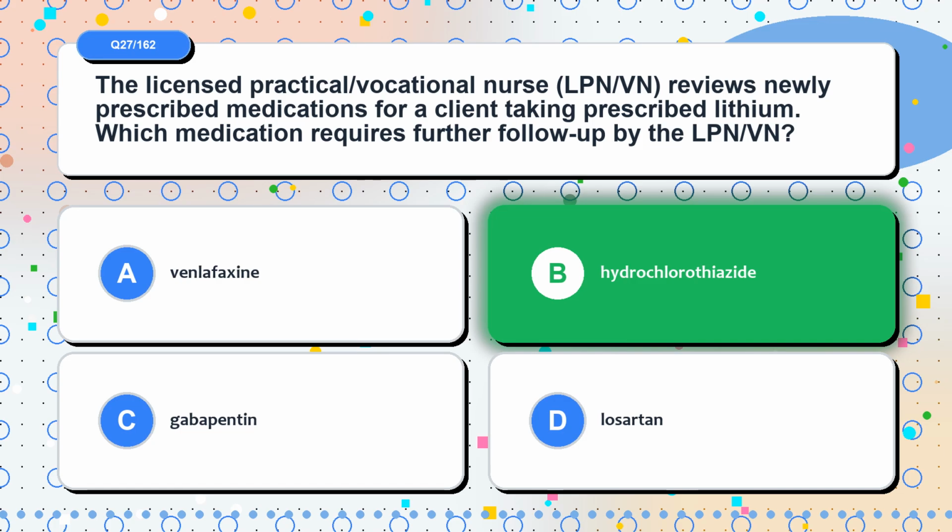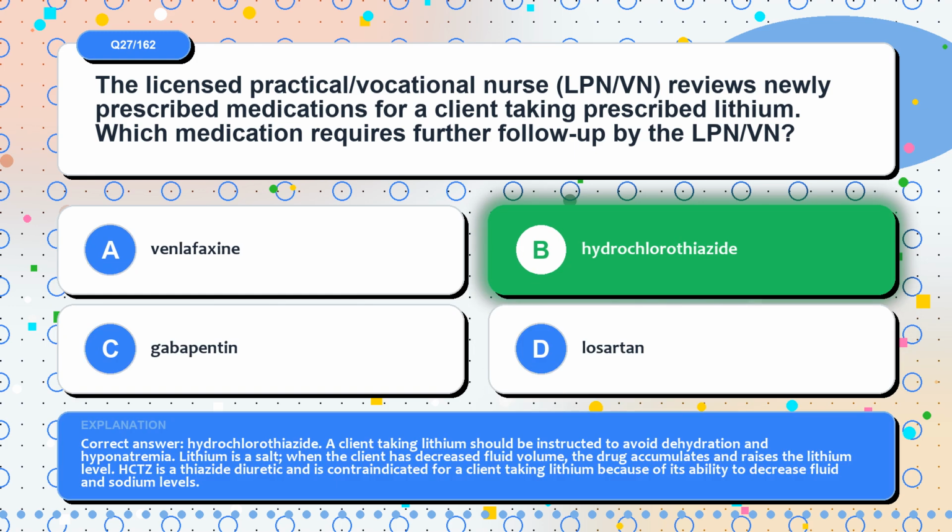The correct answer is option B, hydrochlorothiazide. A client taking lithium should be instructed to avoid dehydration and hyponatremia. Lithium is a salt. When the client has decreased fluid volume, the drug accumulates and raises the lithium level. HCTZ is a thiazide diuretic and is contraindicated for a client taking lithium because of its ability to decrease fluid and sodium levels.